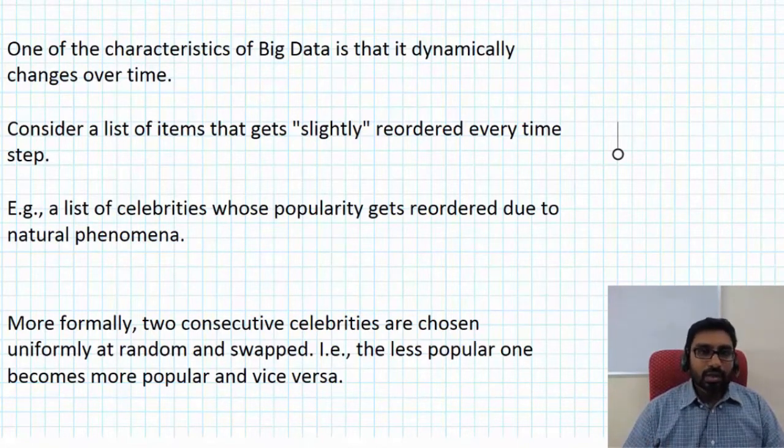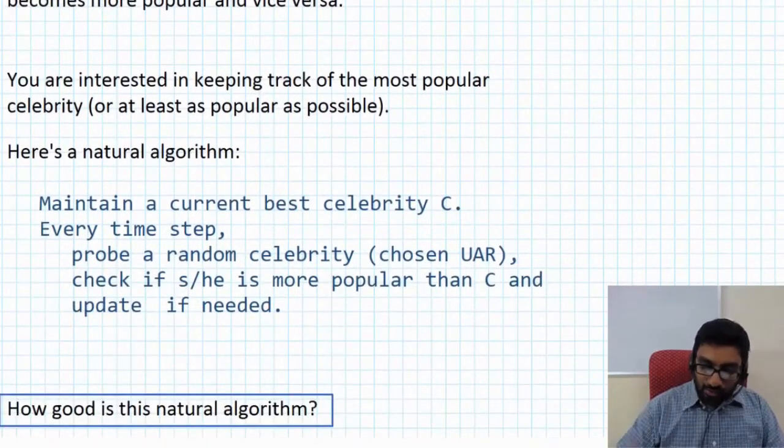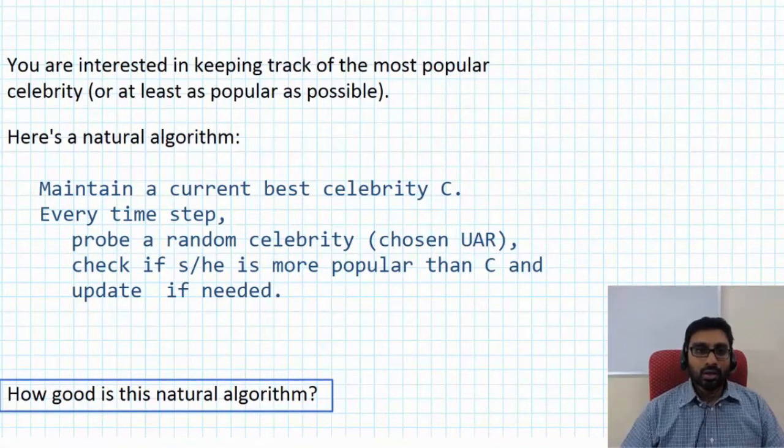And how do we model that? A random consecutive pair is chosen uniformly at random, and the more popular of the two will be made the less popular one, and the less popular will be made the more popular. So basically swapping their popularities. This process itself is a random process, and over time the popularity list keeps changing. Given such a changing list, we are interested in maintaining the most popular celebrity, and we want to do this without expending too much effort.